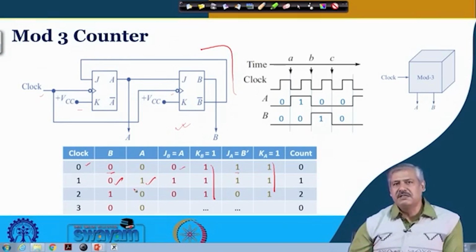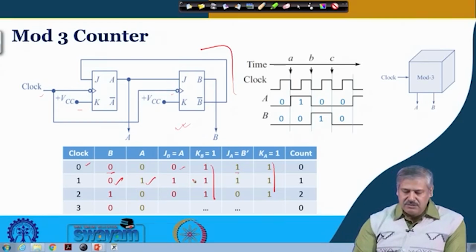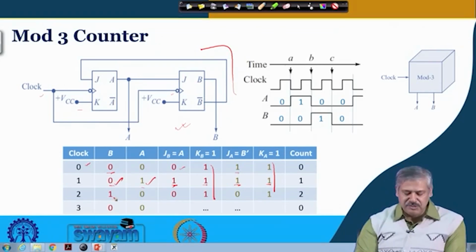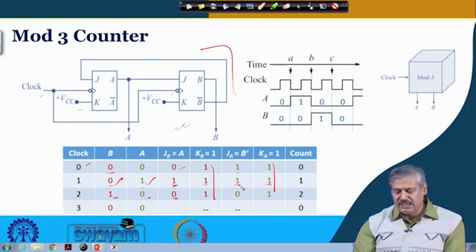We are analyzing a sequential circuit. Now, because A has become 1, JB is 1, KB is always 1, and JA, since B is still 0, remains at 1, and KA is 1. So, at the next clock trigger, both the flip flops toggle. 0 becomes 1 and 1 becomes 0. After that, what happens? JB is A, which is 0, and JA is B bar. B is 1, so it is 0. So, this is 0 1 and this is 0 1.